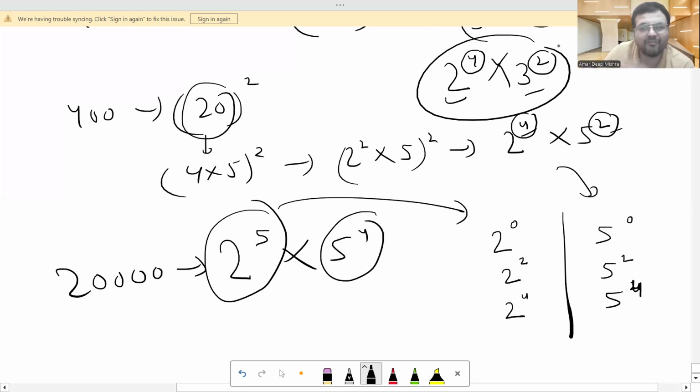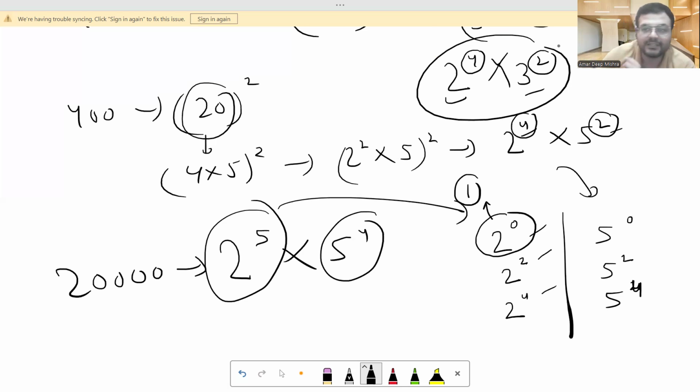Now you can ask me, sir, why are you taking only the powers which are multiple of 2? Again, the reason I have given you is because we are counting the perfect square factors. So for that, we have to consider the prime numbers with the powers which are multiple of 2. Now 2 power 0. 2 power 0 of any number is what? 1. So this is 1 and 1 always is a perfect square number. 1 itself is a perfect square number. Similarly, 5 power 0, that is 1. 1 is a perfect square number.